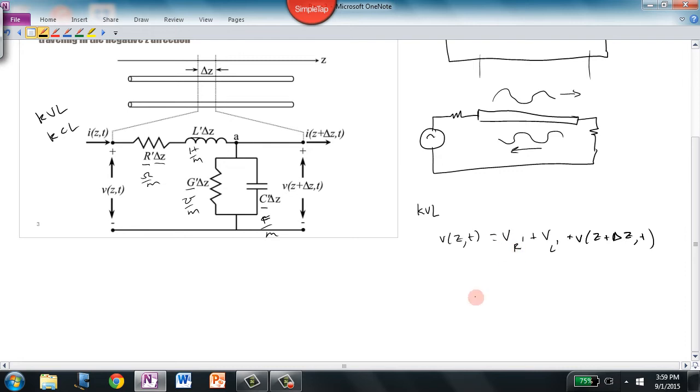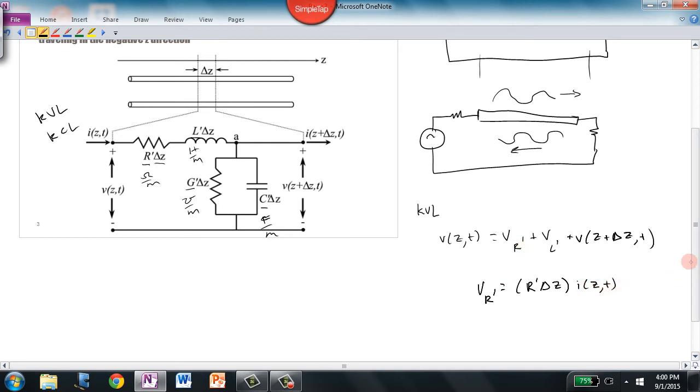If we were to calculate what VR prime is, well, that's just a resistor, so we use Ohm's law. It's going to be the total resistance, which is just R prime times delta Z. So this quantity is total resistance, and we need to multiply it by the current that's flowing through it. The current flowing through here we've indicated is I of Z comma T.